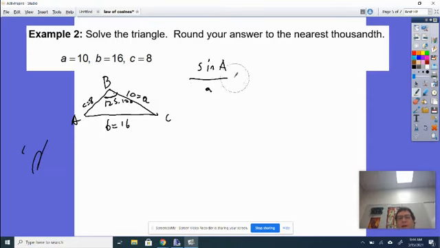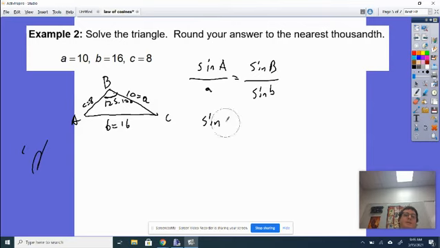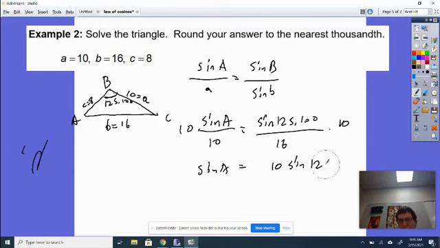So sine of A over little a. And I'm using B because I have both. Sine of A, little a is 10. Sine of B, which is 125.100 over B, which is 16. Just like we did on the last problem, times 10 times 10. Sine of A, 10. Sine of 125. Again, I can move that because 2 times 3 is the same thing as 3 times 2. Multiplication is commutative. And then 16.